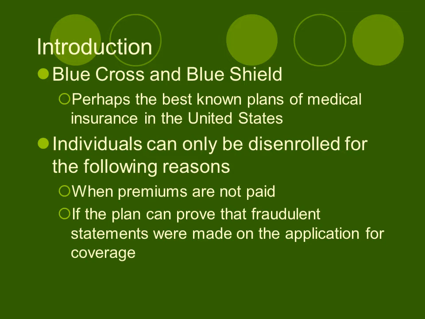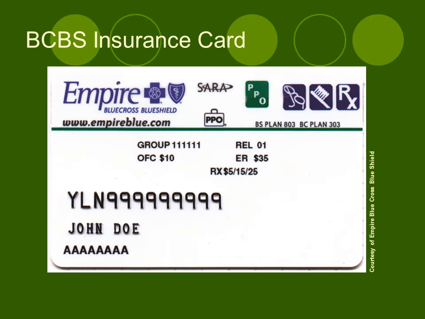Or if it is known that you made fraudulent statements on your application just so you could get a certain type of coverage. So let's say, for instance, you say you have this or that just so you can get the lowest coverage, and then they find out that you falsified some information. That can cause you to be disenrolled. The next slide is an example of what a Blue Cross Blue Shield insurance card could look like. As you can see by this particular insurance card, they have PPO, the preferred provider organization.